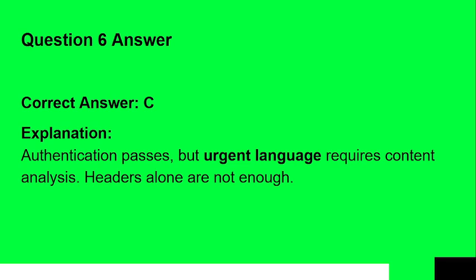So we've moved now from the header. Now we're talking about the body of the email itself. Even if the header passes, the body of the email could still be compromised. So you have to be aware of that. There is an authentication check you need to do at the header, and there is a content check you need to do at the body of the email.